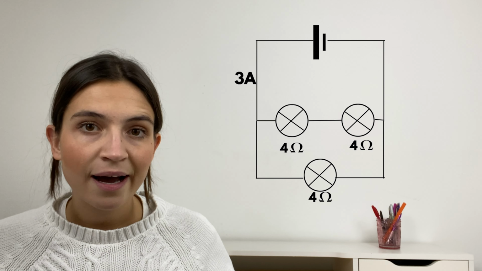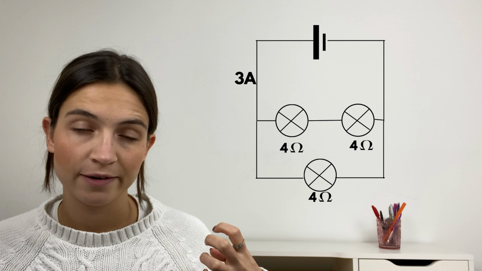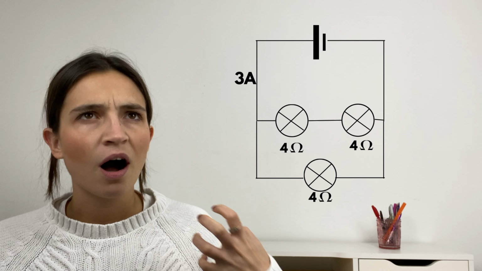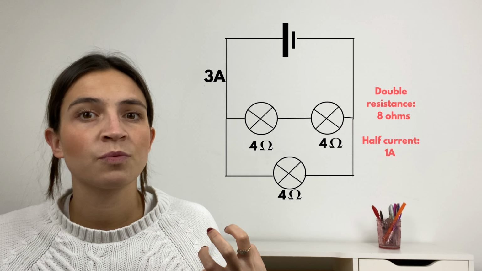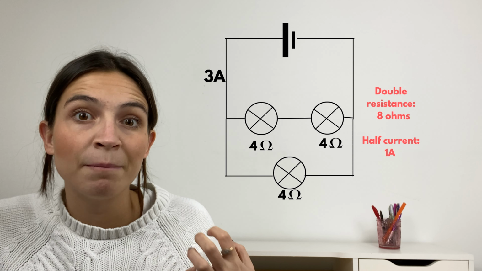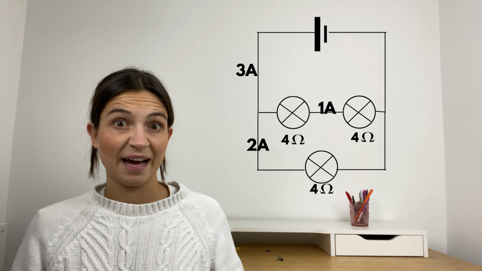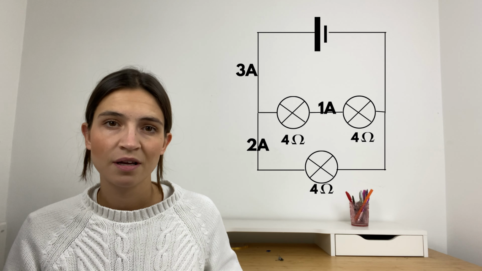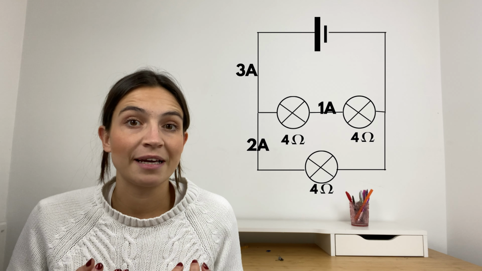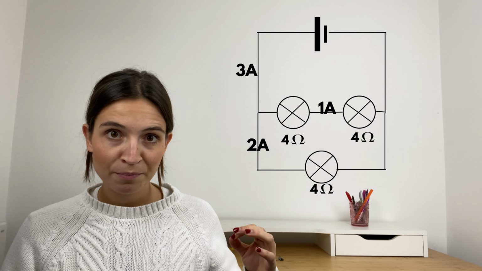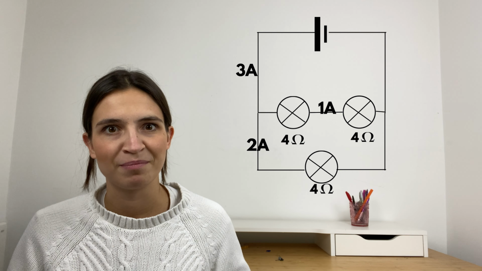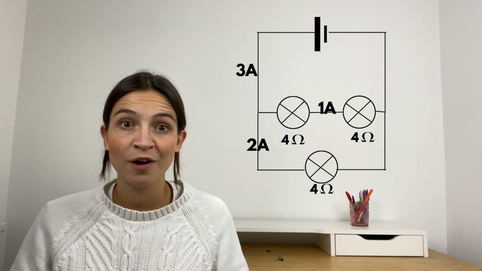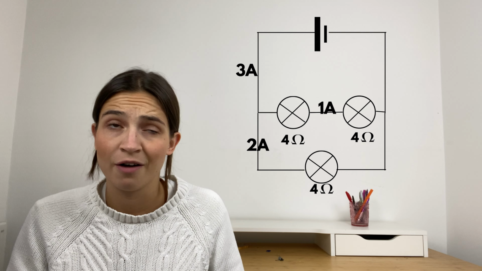Now, because I have double the resistance in my top branch compared to my bottom branch, I am going to have half the current in my top branch when I compare it to the current in my bottom branch. So in this circuit, as I have a total of 3 amps flowing into my junction, my current's no longer going to split evenly. There's going to be 1 amp through the top branch and 2 amps through the bottom branch. It's twice as easy for my current to flow through the bottom branch that has half the resistance.